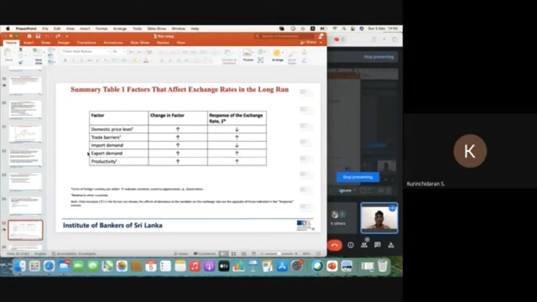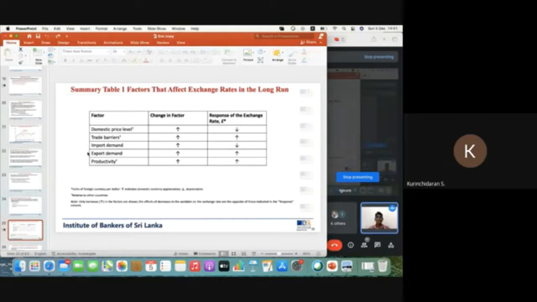Now you have to see, I have given a table. When the factors change, what will happen to the exchange rate? The first one, domestic price level. Just think about the Sri Lankan context. When the domestic price level increases, what will happen to the local currency? It depreciates. In past history, whenever the domestic price level increases, your currency, the LKR, will depreciate.